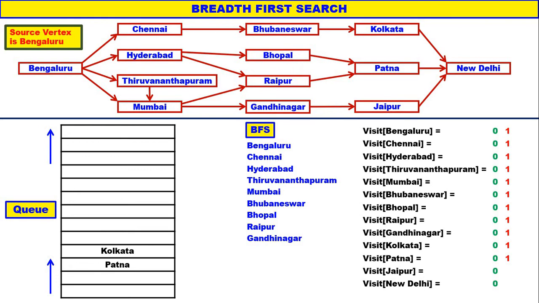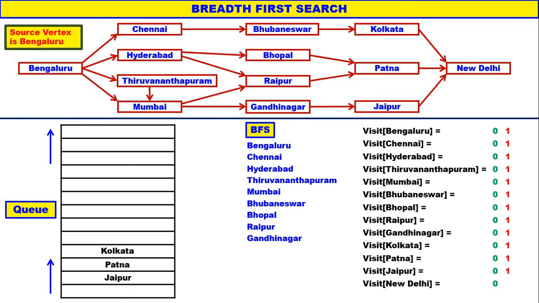Can we add Jaipur at the end of the queue? Check visit of Jaipur. Visit of Jaipur is equal to 0. Yes, since visit of Jaipur is equal to 0, Jaipur is not yet visited. Therefore, Jaipur can be added at the end of the queue. And whenever Jaipur is added at the end of the queue, immediately visit of Jaipur becomes equal to 1. That's all for Gandhinagar. Again, come back. Is the queue empty? No, the queue is not empty.